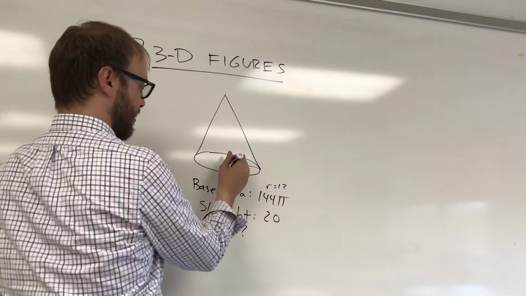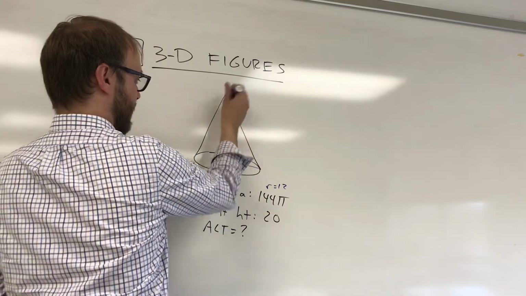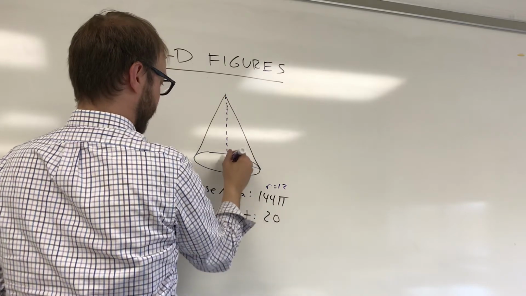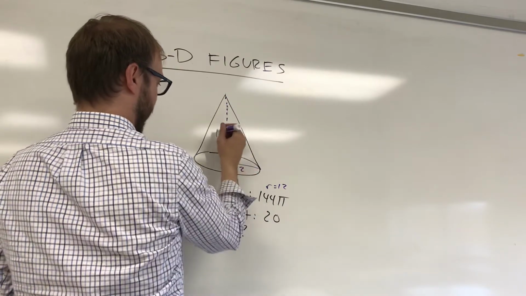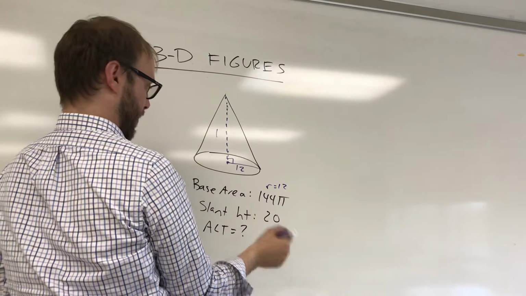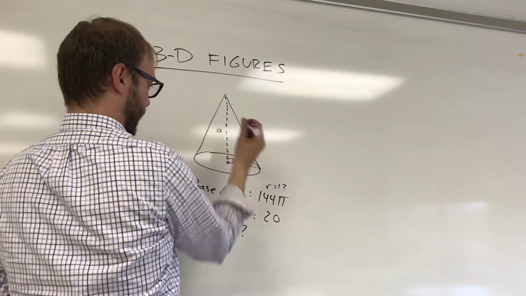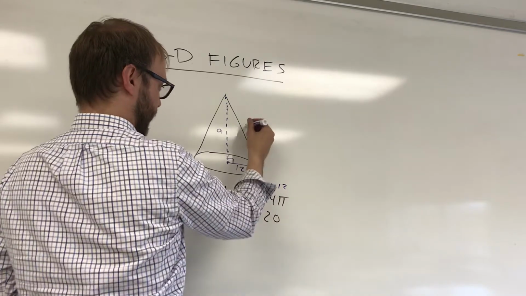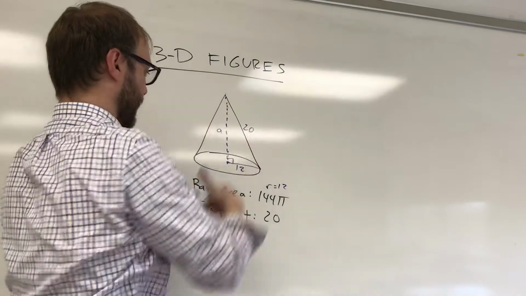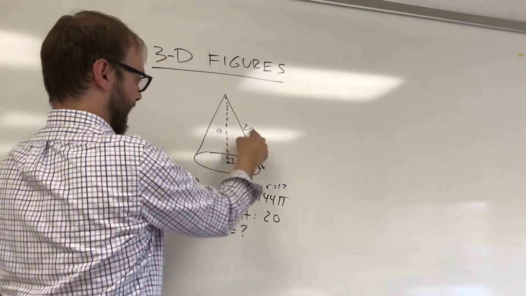The altitude goes to the top of the shape there. I didn't draw that real well, but the altitude is going to go to the top of the shape there at a right angle. We don't know the altitude. That's what we're looking for. Call it A. This length here is 20. And so again, you can see we've got a little right triangle here. It is a 12, A, 20.